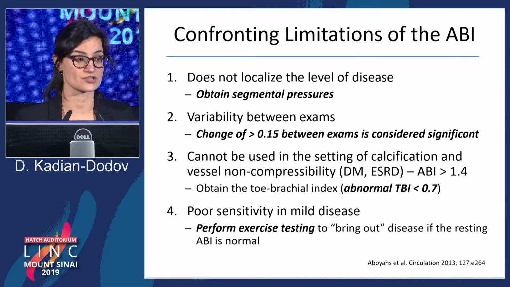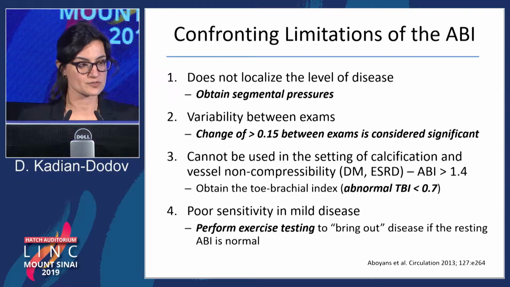We can get segmental pressures. I have some examples of that for you. Now, if you're getting repeat testing, there can be some variability sometimes, and people often ask, when is it significant? That threshold is 0.15. So if it's a difference of more than 0.15, it's significant between two studies.